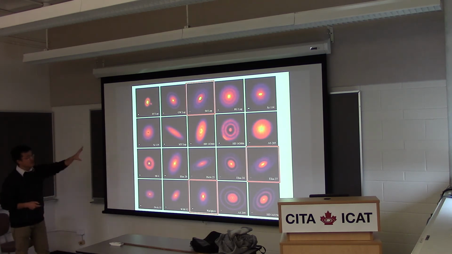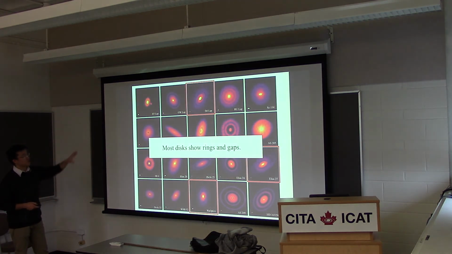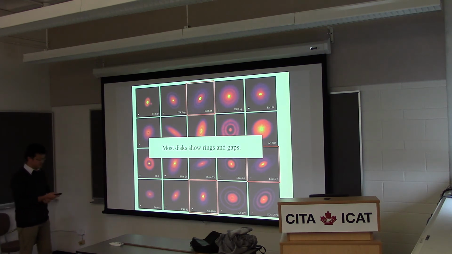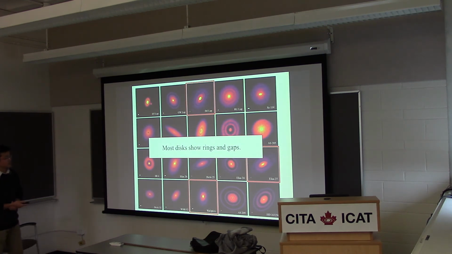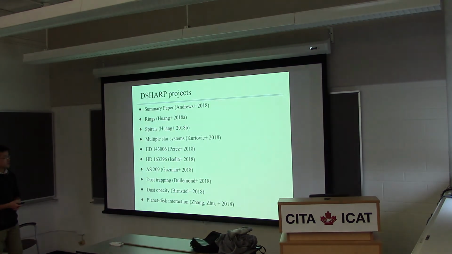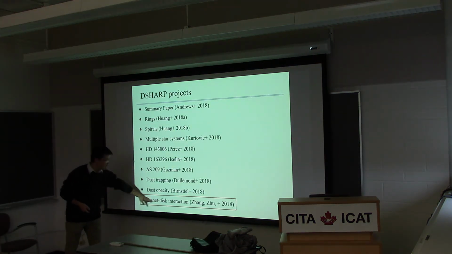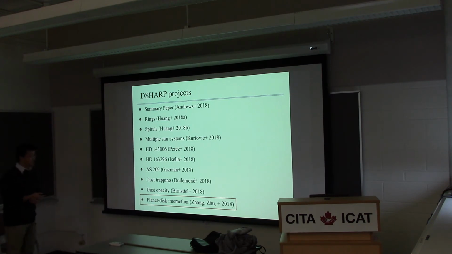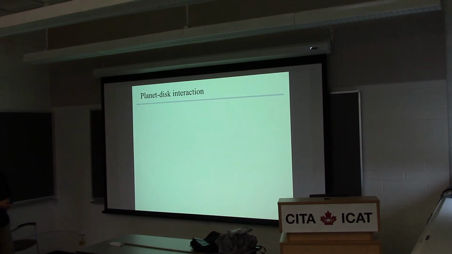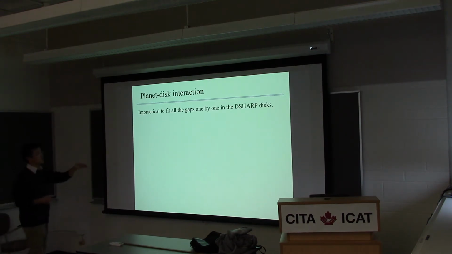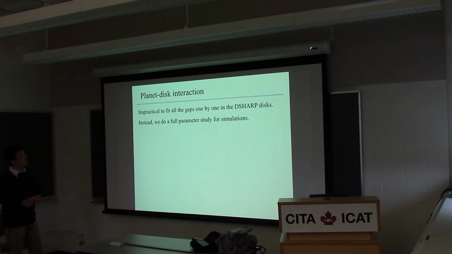Okay. So besides all of these, most of the disks show gaps and rings. This is a common feature in this survey. A lot of interesting stuff is coming out, and we have 10 DSHARP papers, and I will only talk about the last one. We try to use planet-disk interaction to explain these gaps and rings and try to get a young planet population. It seems impractical to fit all the gaps one by one; numerically, it's hard. So we decided to do a full parameter study for simulations.